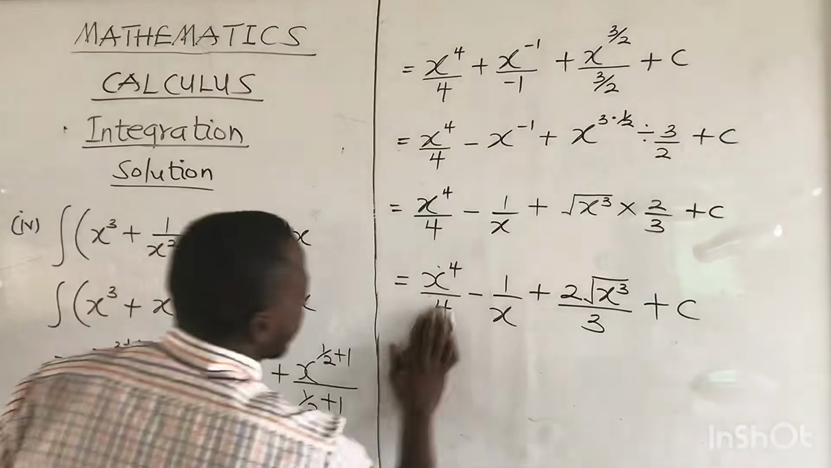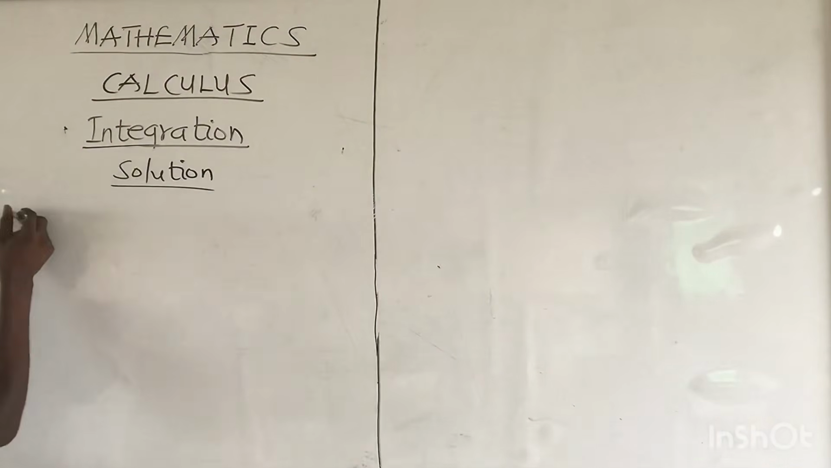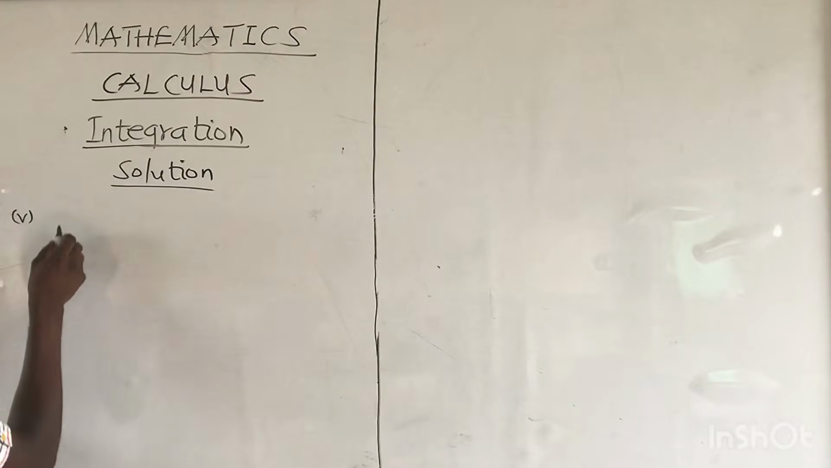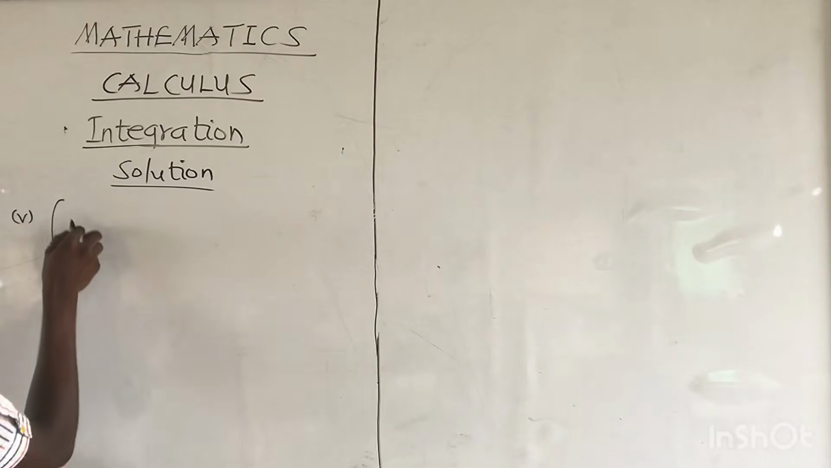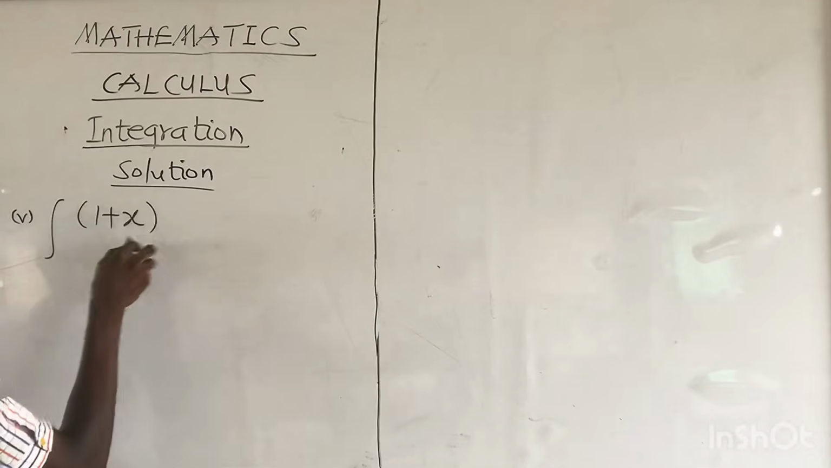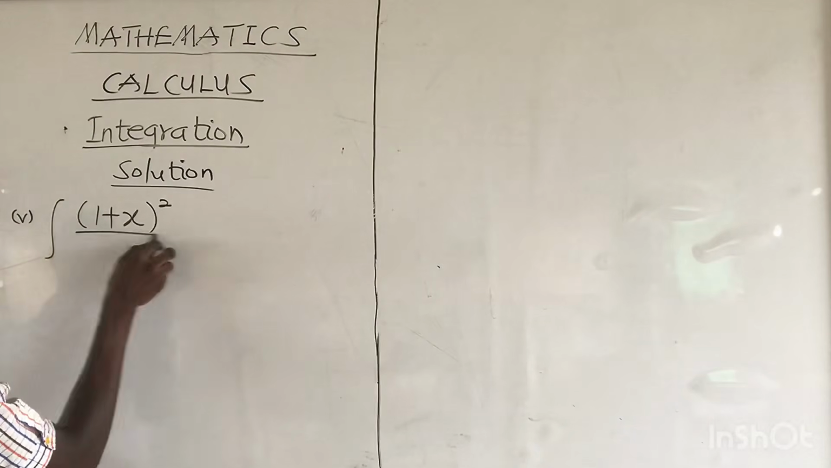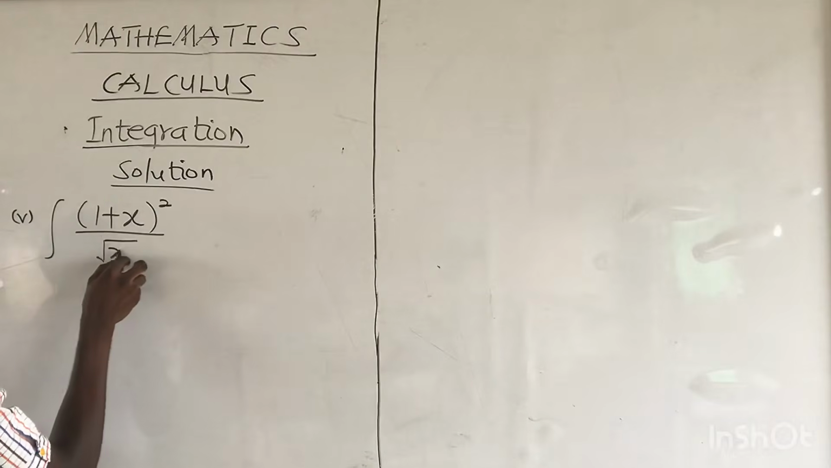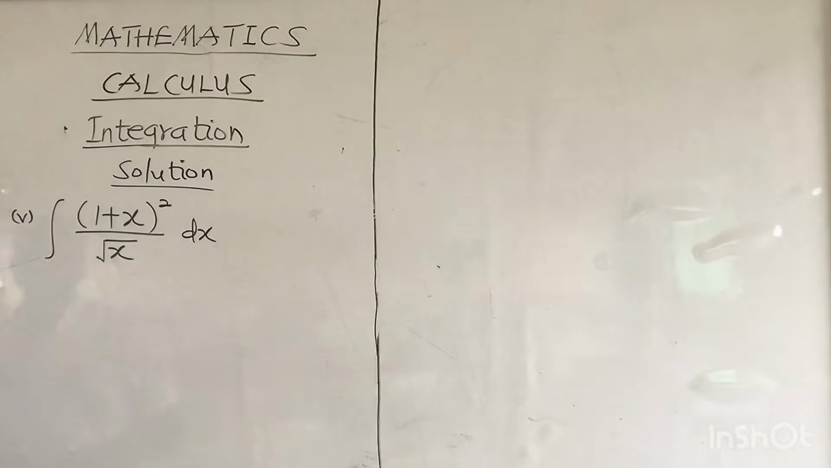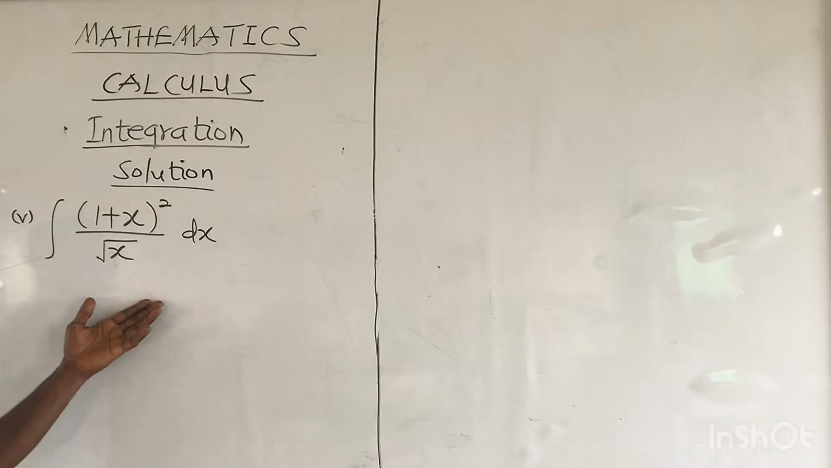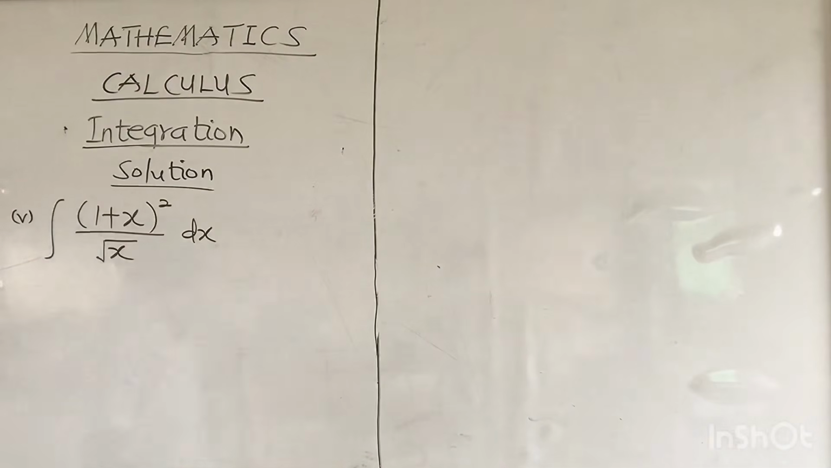V. We have the integral of 1 plus x exponent 2 all over root x dx. So this will be our fifth example. From here, we need to expand the numerator. Then afterwards, we need to also change what we have here to an exponent.